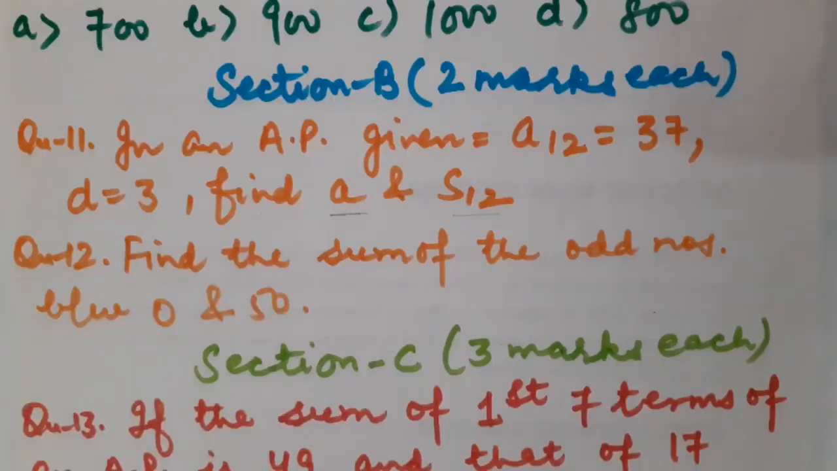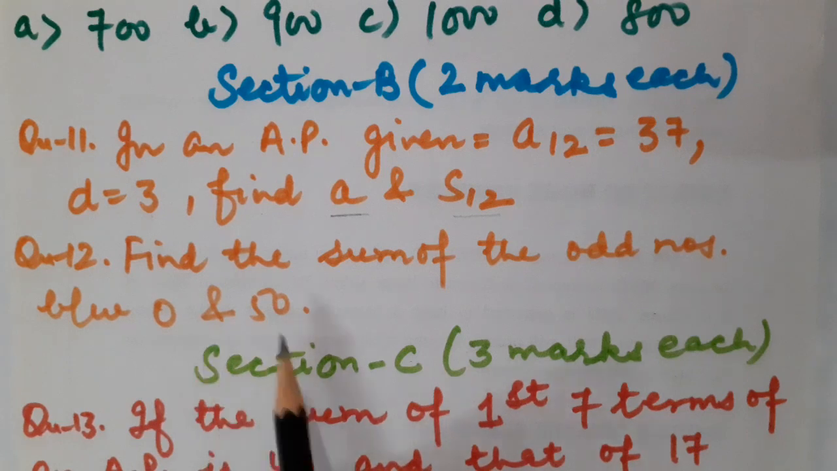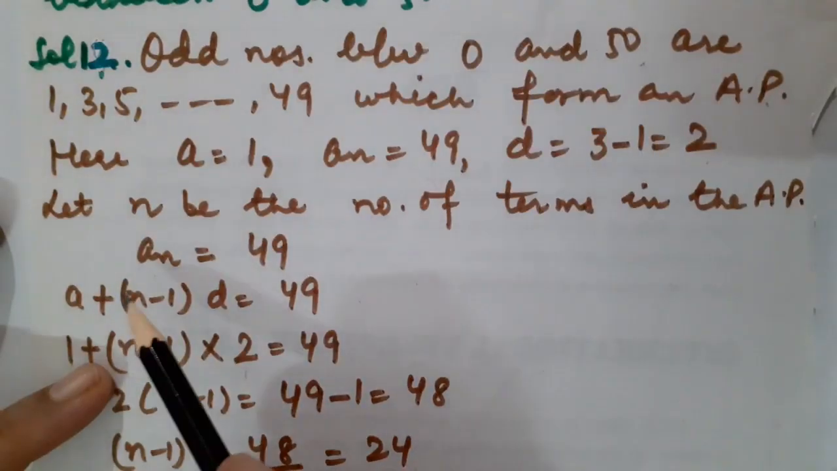246. Now we are going to switch to question number 12. Find the sum of the odd numbers between 0 and 50. So using the given situation, first of all, we should try to form an AP, and after that we can calculate the sum of the odd numbers which are coming between 0 and 50. So children, here is the solution.